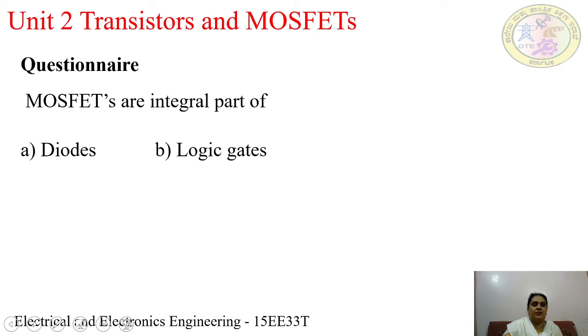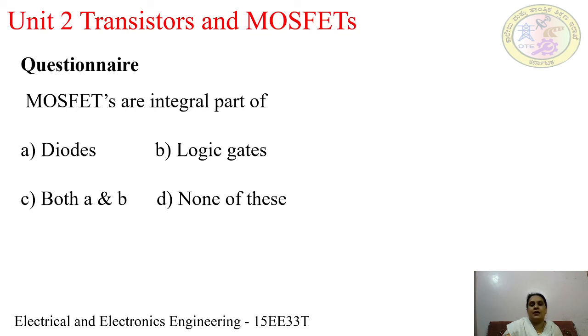MOSFETs are an integral part of: diodes, logic gates, both A and B, none of these. The meaning of the words integral part is that it is the basic part for construction of a diode, or for construction of the AND gates, OR gates, NOR gates. That is the question asked in this example. So what may be the answer? We have discussed in the applications of the MOSFETs that they are the integral parts, or the basic parts, of the logic gates. Therefore, I guess you have already got the answer. The answer is B, that is the logic gates.